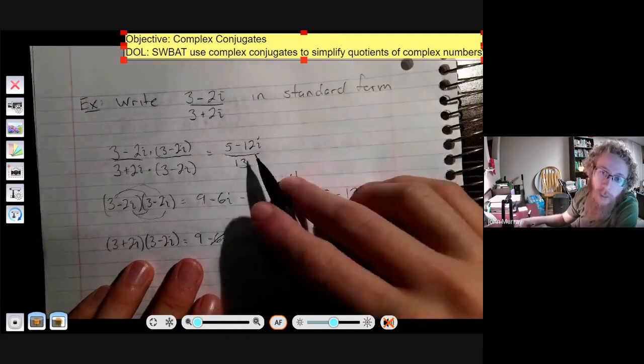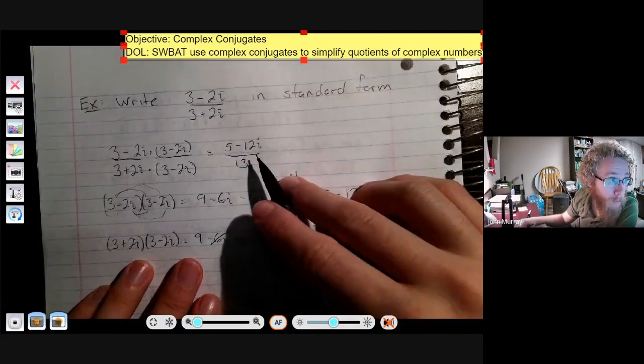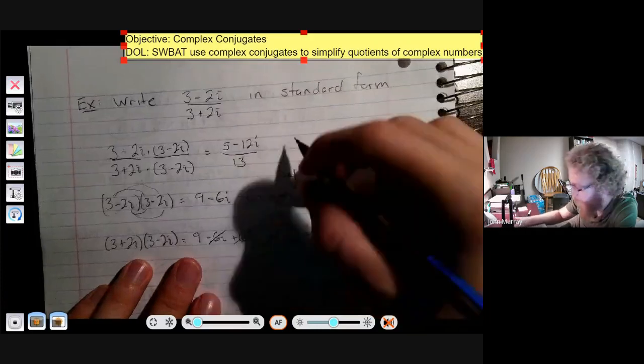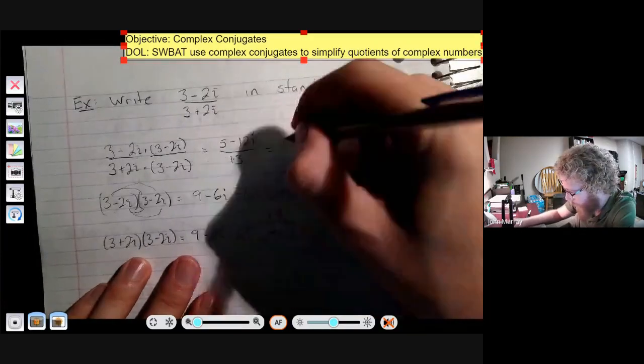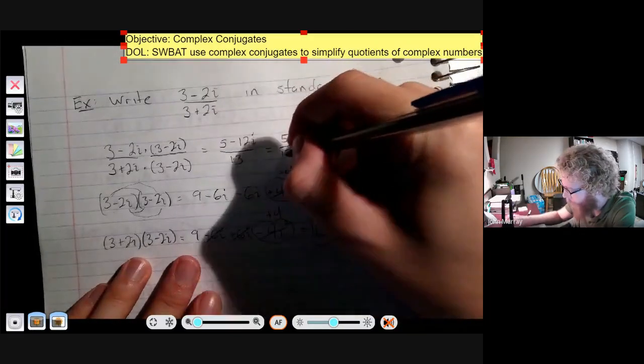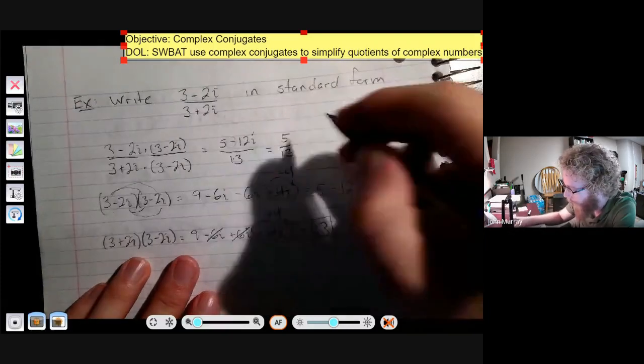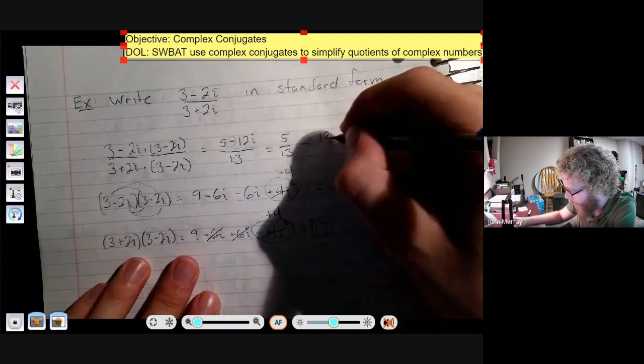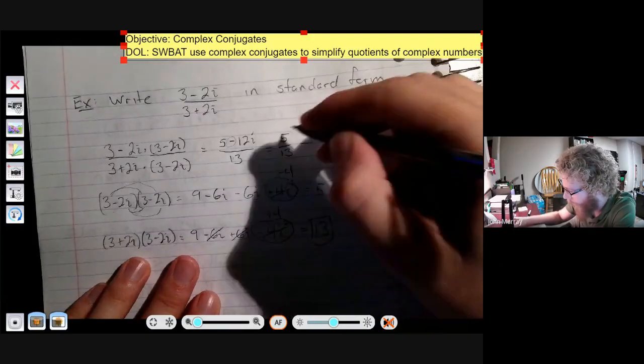Okay, so again, technically this isn't in standard form. So you're just going to separate it with fractions. So your real part is going to be 5 over 13. You keep whatever sign is there, that's a minus, 12 over 13i.